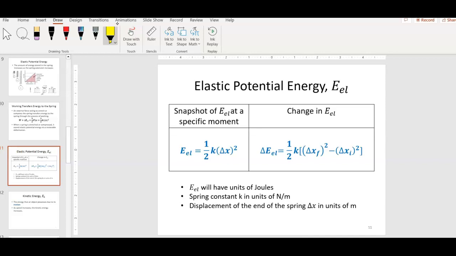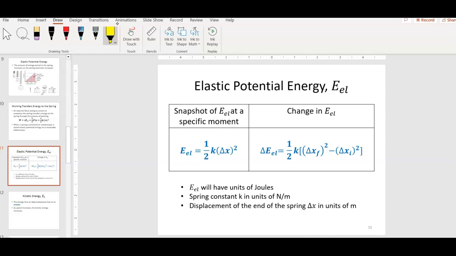So the snapshot formula, and that's the one that is the most commonly used, says elastic potential energy equals 1/2 of the spring constant k multiplied by the displacement of the spring squared. In order to use this formula, be sure that the k, the spring constant that you put in, has units of newtons per meter, and the displacement has to be measured in units of meters. It's very common for a problem to give you a displacement in centimeters, and you will have to convert those into meters before you use this equation.